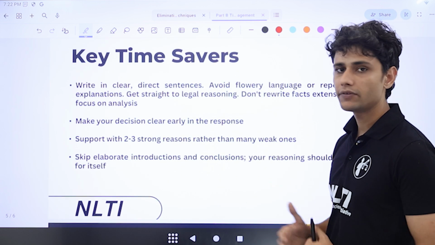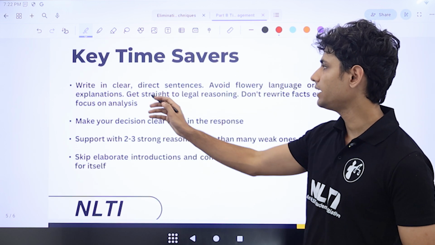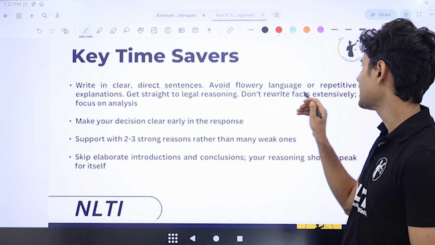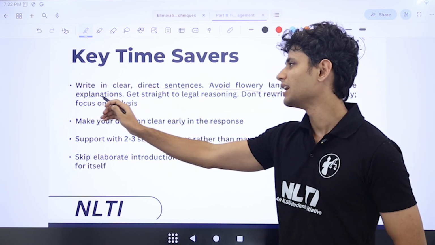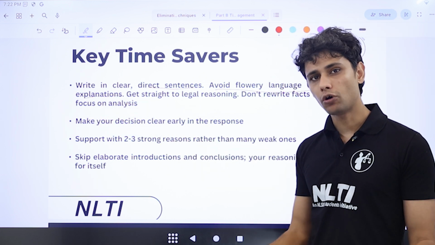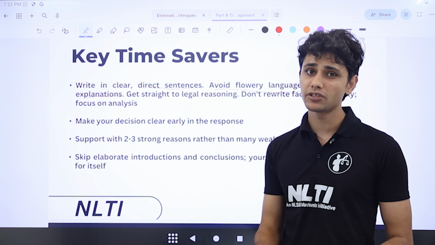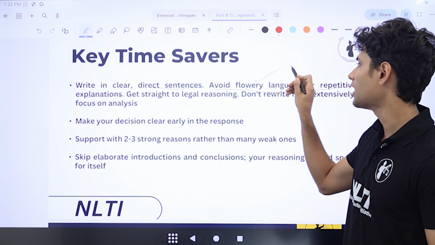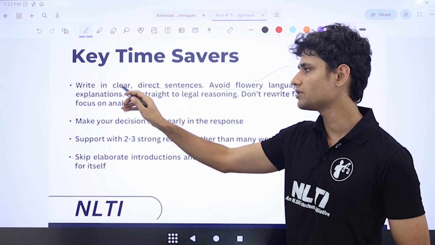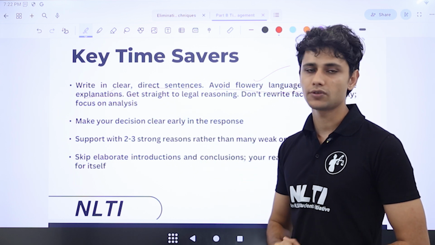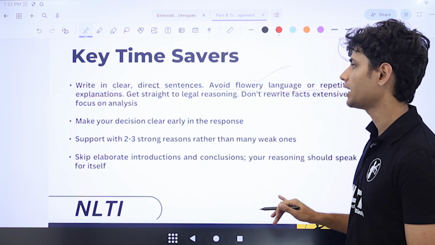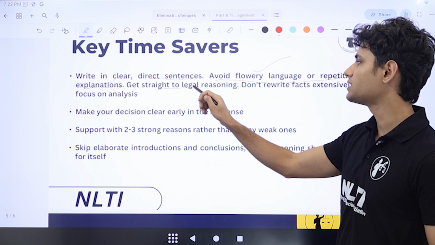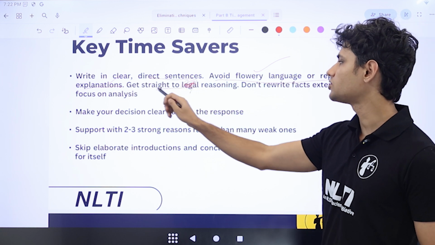These are some key time saver tips for you. Write in clear and direct sentences. Avoid flowery language or repetitive explanations. Many students think that if I write long, that'll get me many marks. Maybe it's true in some cases, but if you're doing it at the cost of engaging in writing some flowery language or repetitive explanations, that's a clear sign of wasting time. So do not do that. It'll waste a lot of your time. Get straight to the reasoning part.